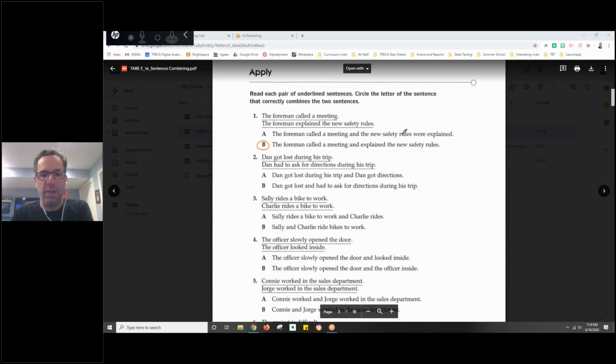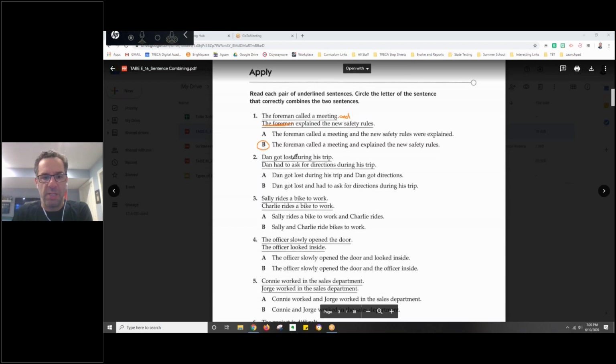Yeah, it's just kind of written in the wrong order. It's just a little wordy. So this one would be: the foreman called a meeting and explained the new safety rules. It would just flow a little bit better. So we're kind of doing the same thing as we were doing in the other page, except we are just sort of taking the parts that are underneath and sticking them like that.